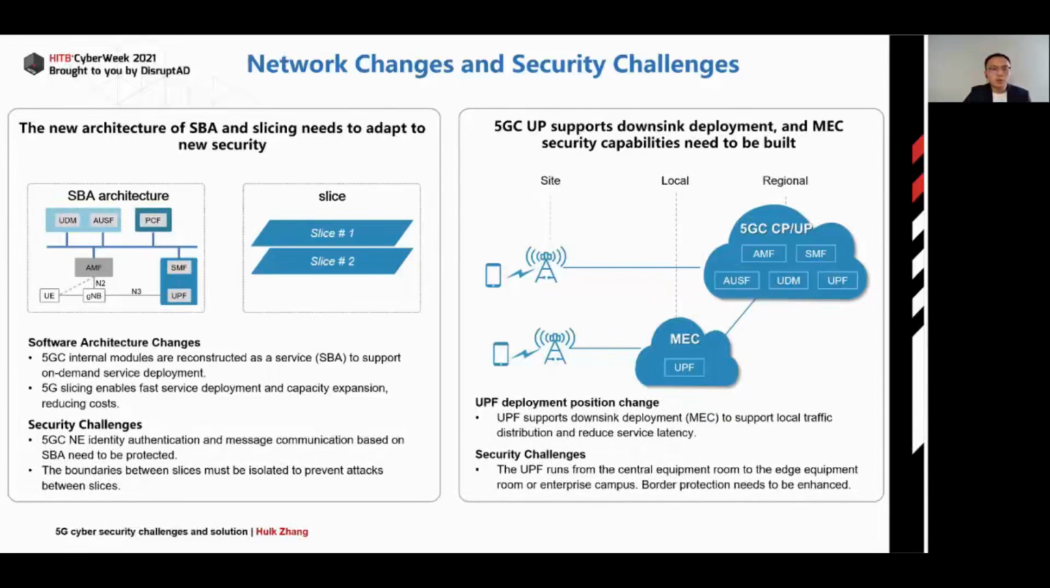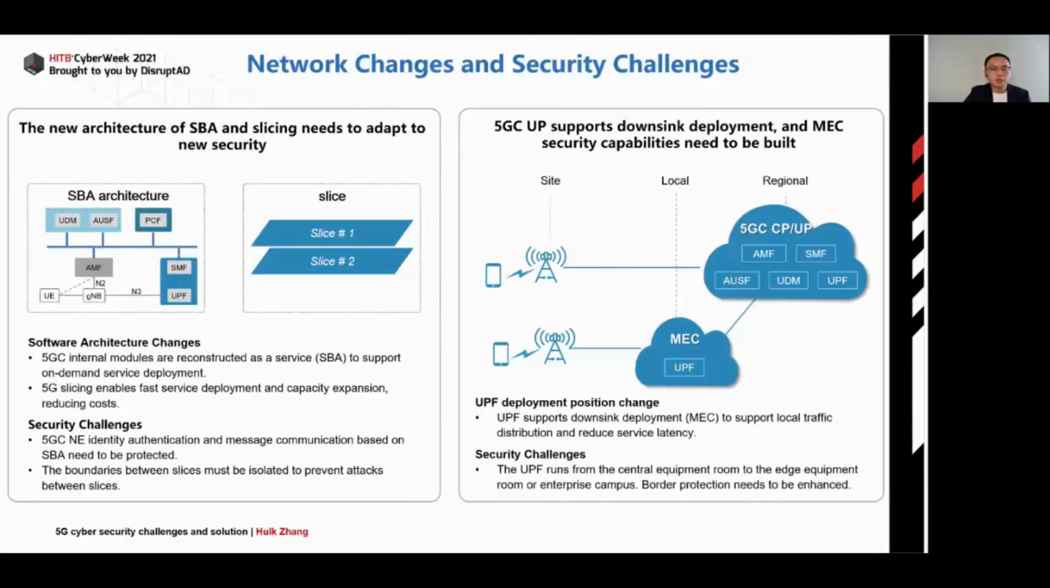In this way, the benefit is that each function is arranged by its own interface, and the service requirement can use each of them individually and independently. So the whole cost for the service architecture will be reduced, and the service flexibility will be increased. So we say the 5G core network internal modules are reconstructed as a service-based architecture to support on-demand service deployment. This will be a very effective manner.